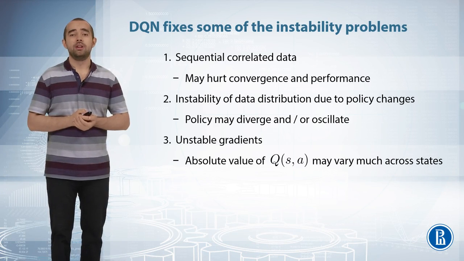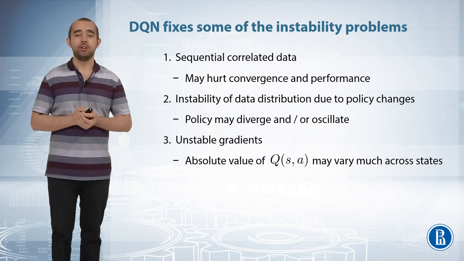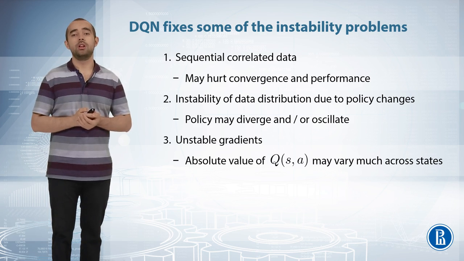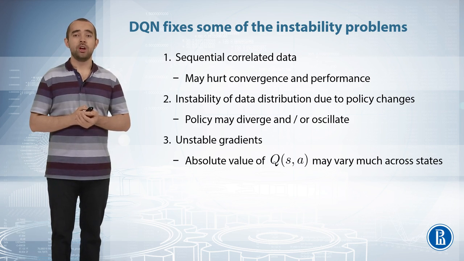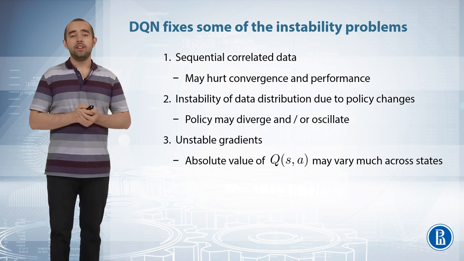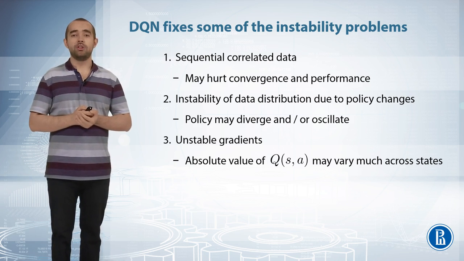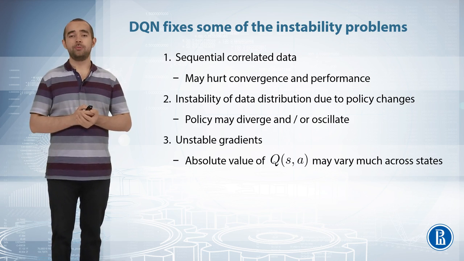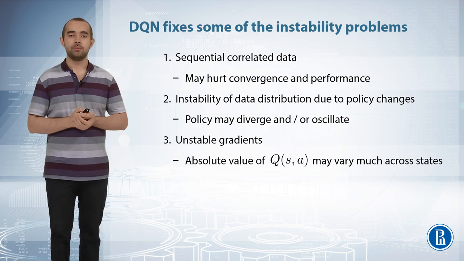So now let's speak about how DQN solves some of the instability problems discussed in the previous video. In particular, DQN has some tricks against three problems. The first is sequential correlated data, which may hurt convergence and performance. The second is instability of data distribution due to policy changes, because policy may diverge and oscillate. And the third one is the general problem of unstable gradients. And these are in part because of indifferentiable Q function and unknown scale of rewards.